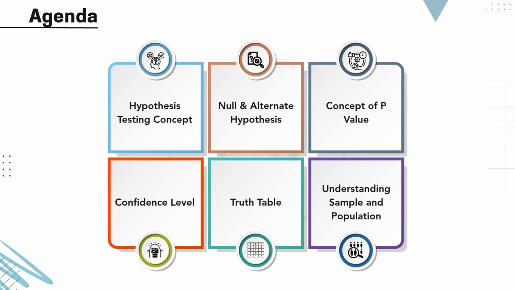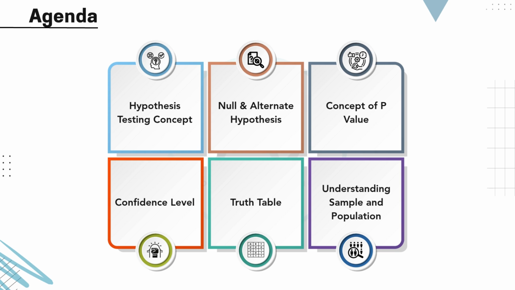Second, null and alternate hypothesis. We'll define these foundational terms. The null hypothesis generally represents the status quo, while the alternate hypothesis reflects the change we're trying to validate through data. 3. Concept of p-value. Next, we'll discuss the p-value, a key output of hypothesis testing. Understanding what a p-value indicates will help you decide whether to reject or fail to reject the null hypothesis.